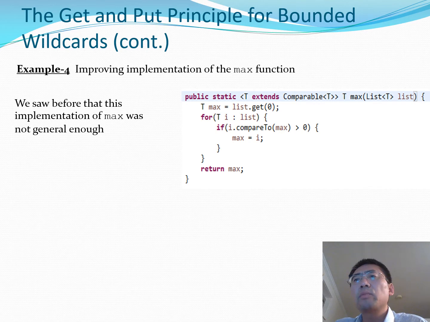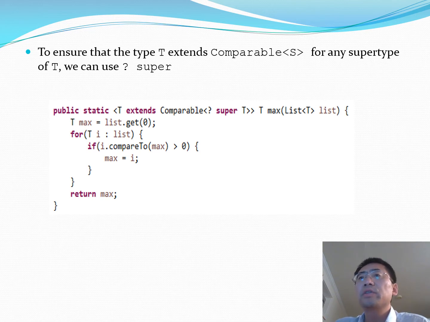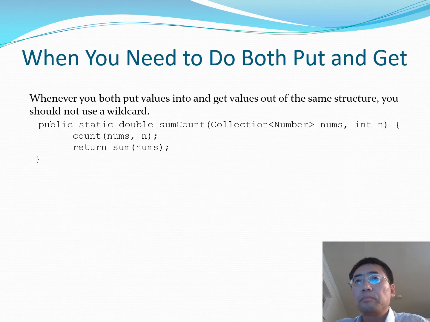So to solve the problem, we need to use the super wildcard. So instead of saying T extends comparable of T, we say T extends comparable of super T. So if we do this, as we see on this page, it will work for a list of local dates.